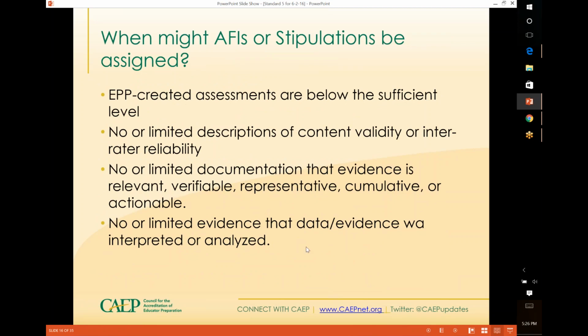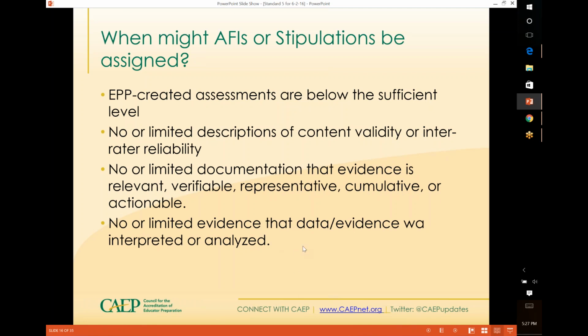When might an AFI or a stipulation be assigned? Well, there isn't any evidence that there might be a stipulation assigned in 5.2, but multiple AFIs can raise something to the level of a stipulation if the majority of your assessments are below the sufficient level. For example, if content validity or inter-rater reliability is not well described or doesn't exist. If there's no documentation that the relevance, verifiability, representativeness, cumulative nature, and actionability of that evidence in those assessments is present, or no evidence that data was interpreted or analyzed. Or limited evidence that data or evidence was interpreted or analyzed.